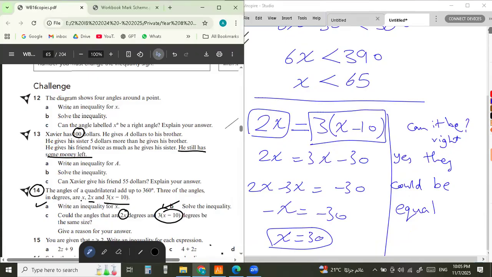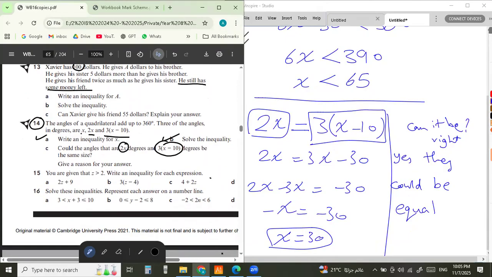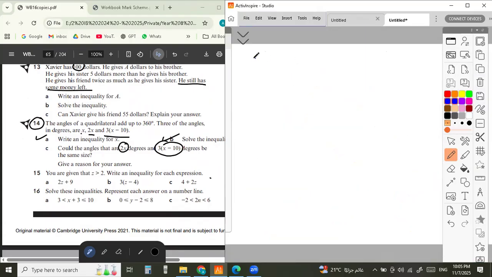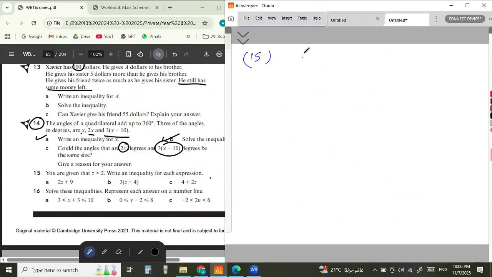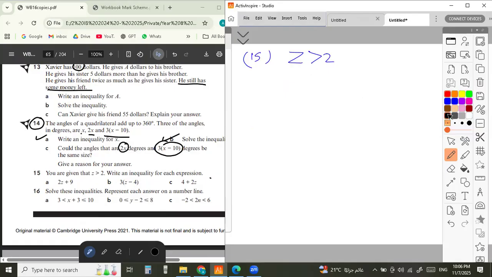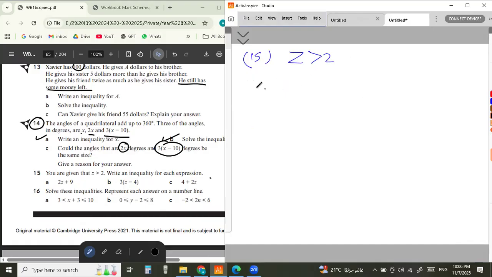The last question, I guess, here, no, the last two questions. Question 15. It says here, you are given that z is greater than 2. Write an inequality for each expression. Okay, let me change the color. Let's make it black. They're telling you 2z plus 9.